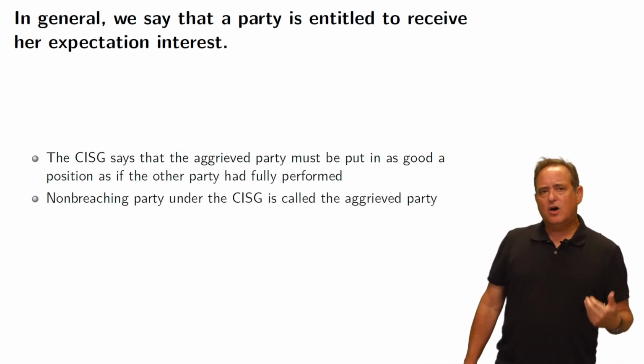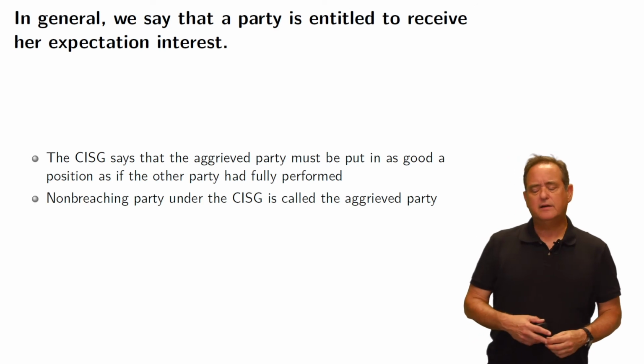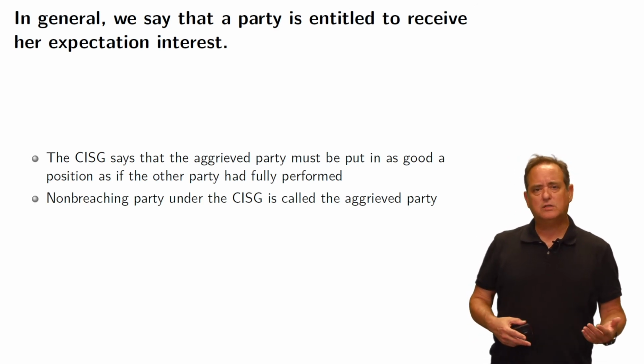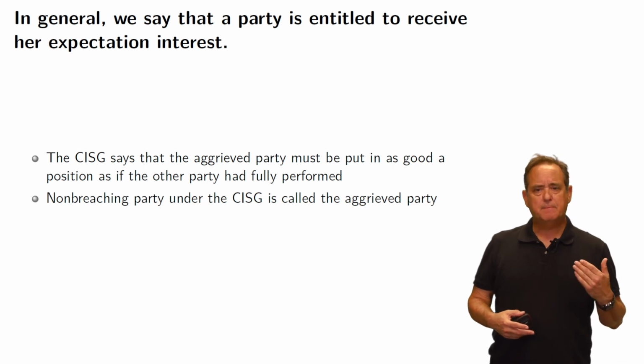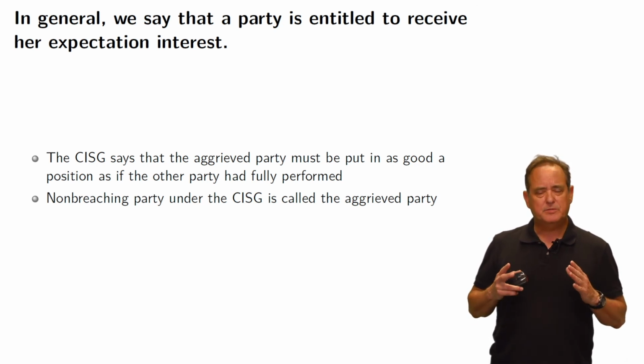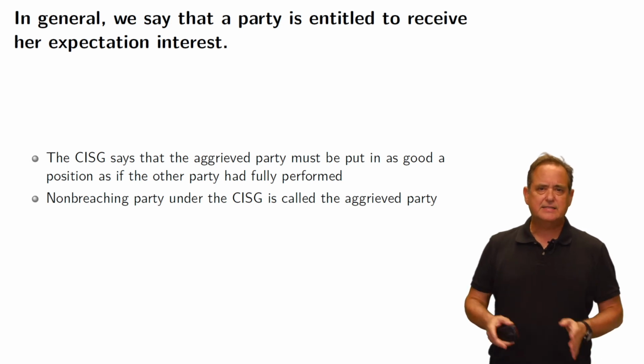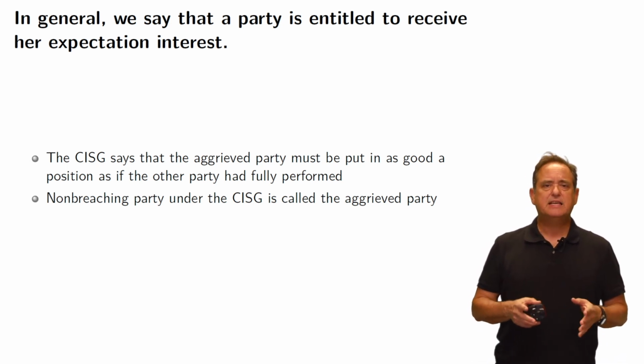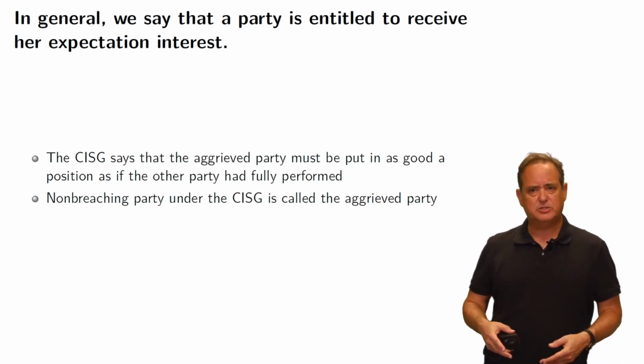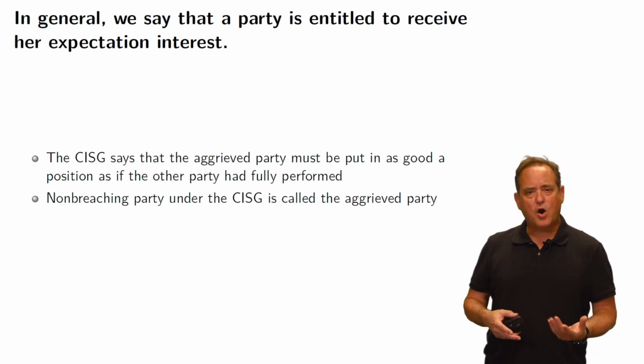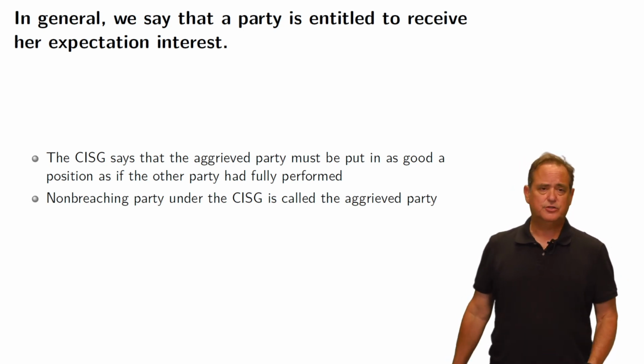Now, in the law, the non-breaching party under the CISG is called the aggrieved party. Don't think of it so much as innocent or guilty. It simply says the party suffering damages, the aggrieved party, the party that did not fail to perform.